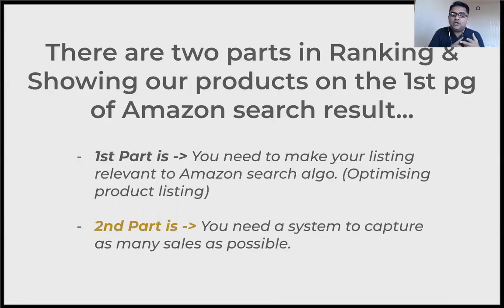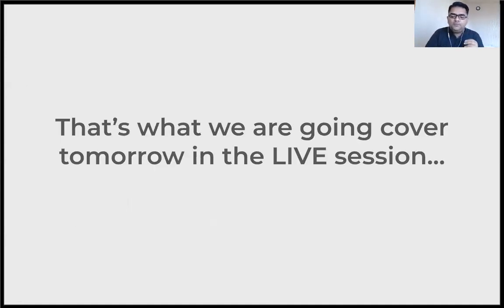As I mentioned, there are two parts in ranking and showing your product on page 1 of the Amazon search result. Part number 1 is optimizing your product listing. That is what we have covered so far. And part number 2 is you need a system to capture as many sales as possible. That is what we are going to cover tomorrow in the live session.